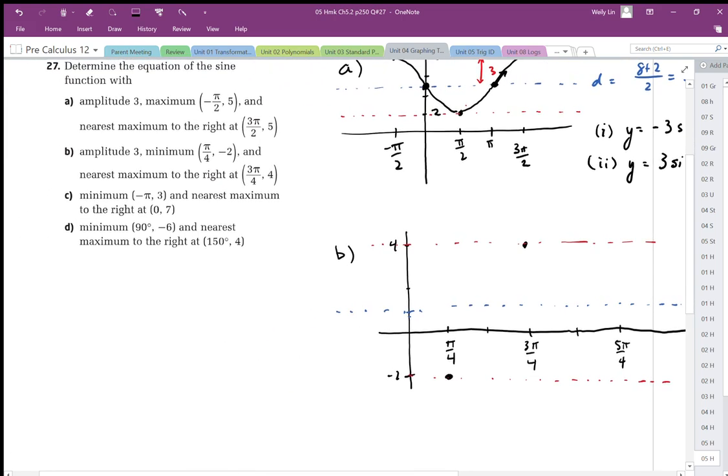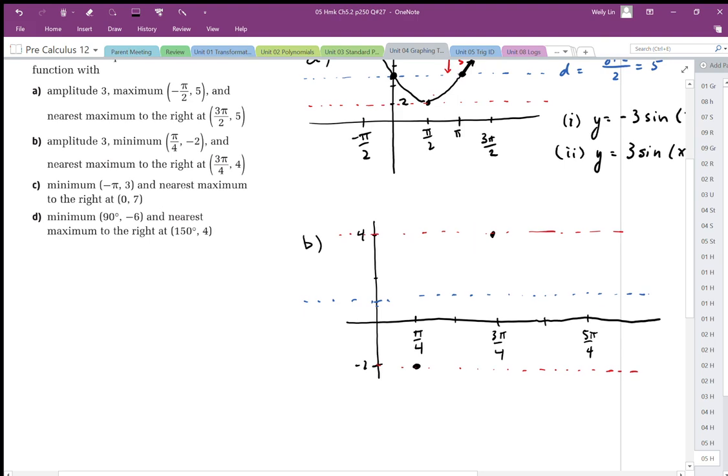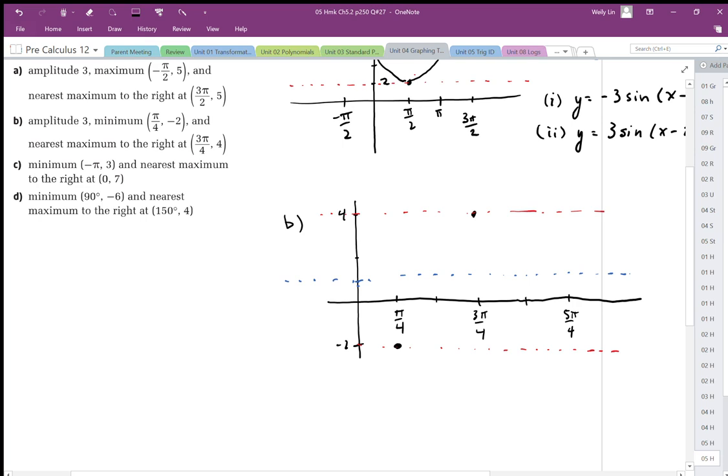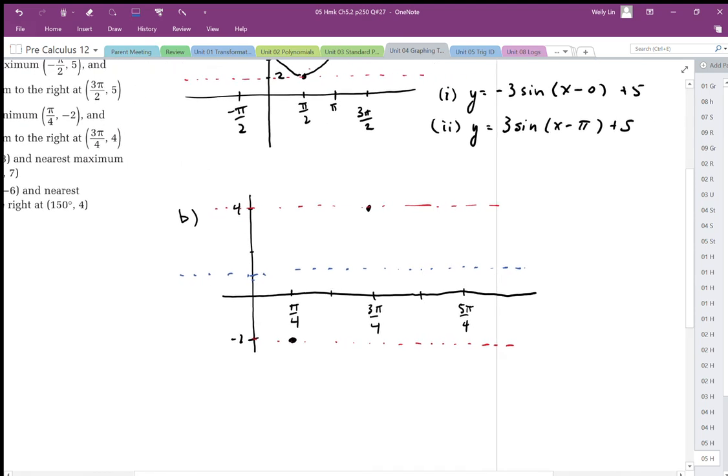For b, it tells us the maximum point and minimum point. And in this case, it doesn't really need to tell us that the amplitude is 3, because from the max of 4 and minimum of negative 2, we know that between the min and max is a distance of 6, and we know the amplitude should be half of that. So we still need to find the vertical shift, or the middle point. So this d value here is going to be the average position. So 4 plus negative 2 divided by 2, which is equal to 1. So we know that the d value is 1.